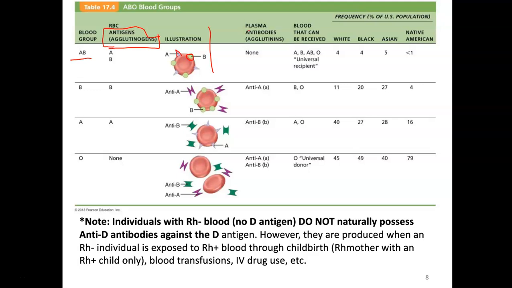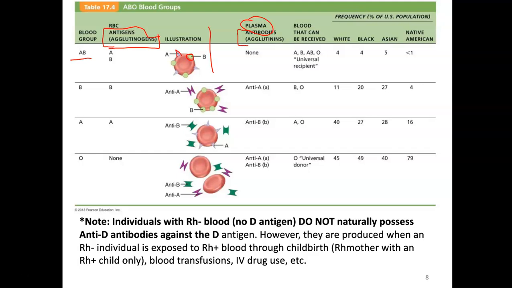Antibodies are also referred to as agglutinins, because if there are certain antibodies in the plasma and certain antigens on a cell, then those agglutinins can attach to those agglutinogens and cause agglutination. It causes clumping, okay? So antibodies or agglutinins are found in the plasma. Antigens or agglutinogens are found on the cell membrane. You need to remember that.